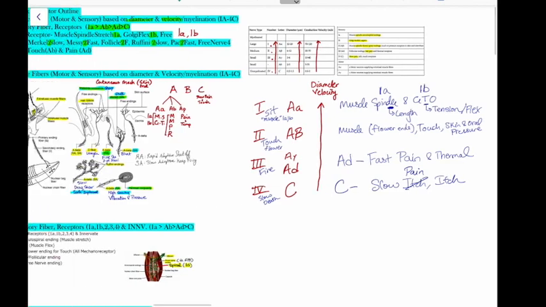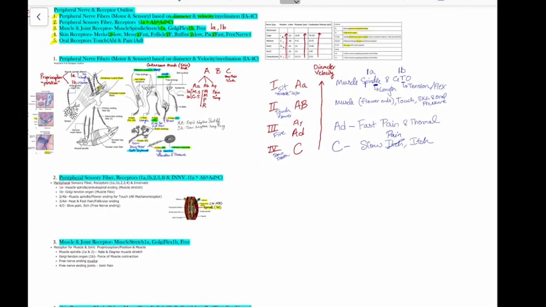Next, we would link this into our somatosensory cortex and try to understand how pain and temperature and fine touch and vibration are basically sent up to the brain.